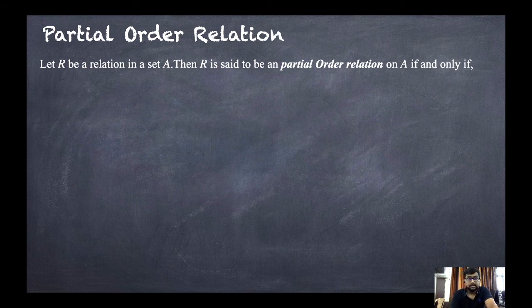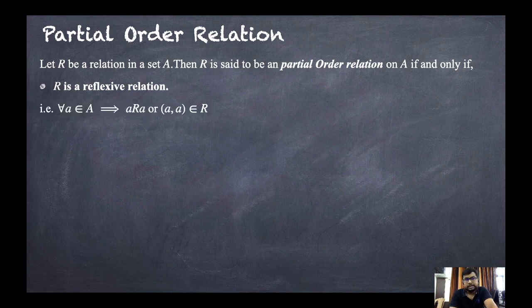Then capital R is said to be a partial order relation on A if and only if these three following axioms are satisfied. So first one, R is a reflexive relation. Now we know what the reflexive relation is. That is, for every A belonging to the given set, A has to be related to itself, or simply the ordered pair (A, A) belongs to the relation.